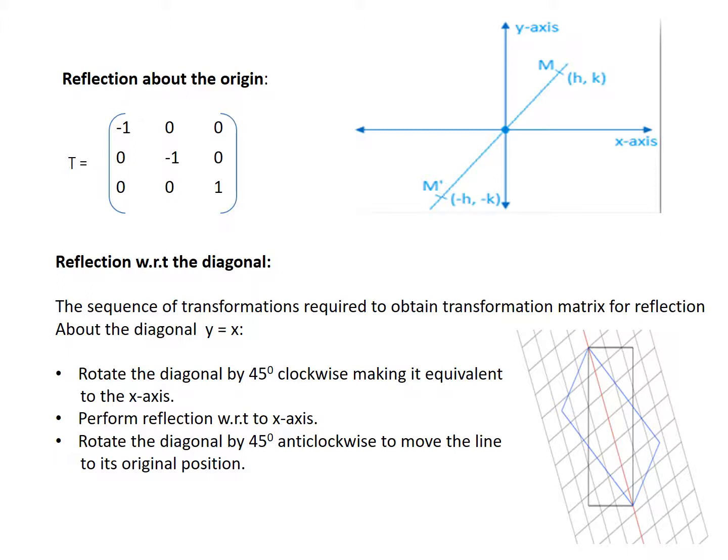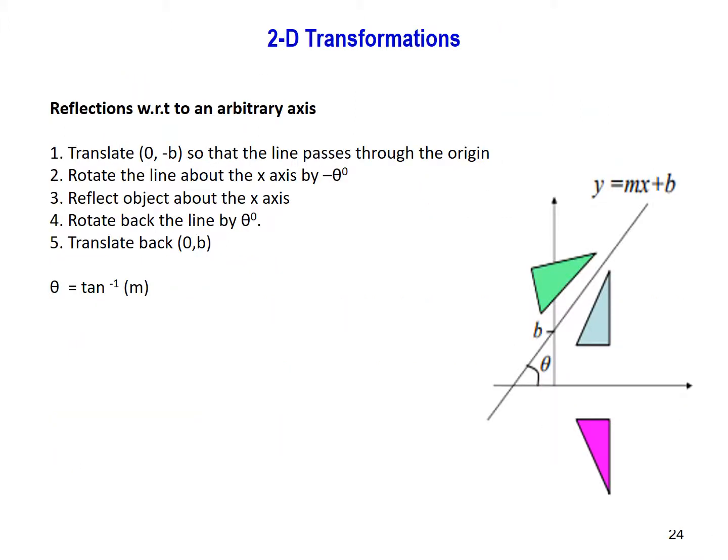Reflection with respect to the diagonal. The sequence of transformations required to obtain the transformation matrix for reflection about the diagonal y equal to x are the following. Rotate the diagonal by 45 degrees clockwise, making it equivalent to the x-axis. Perform reflection with respect to the x-axis and then rotate the diagonal by 45 degrees anticlockwise to move the line to its original position. Now let us see how the reflections are done with respect to an arbitrary axis.